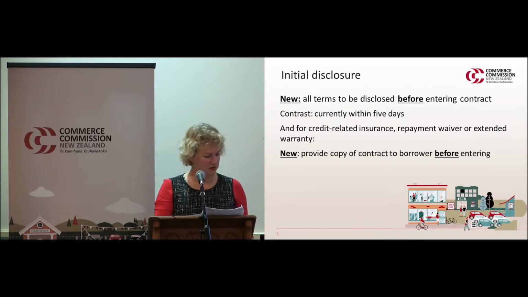So, starting with timing of initial disclosure, this is a really important one, obviously. Under the new Act, the lender must now disclose all terms of the contract to all borrowers and guarantors before the contract is entered into. And this obviously contrasts with the current situation, which is that it must be disclosed within 5 days.